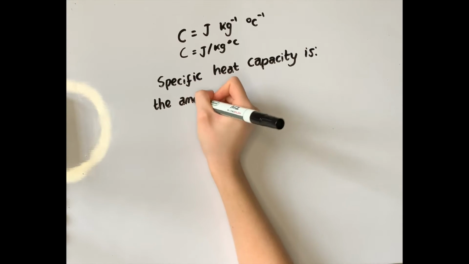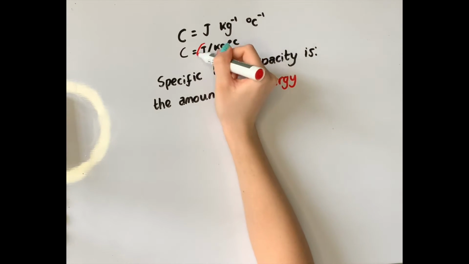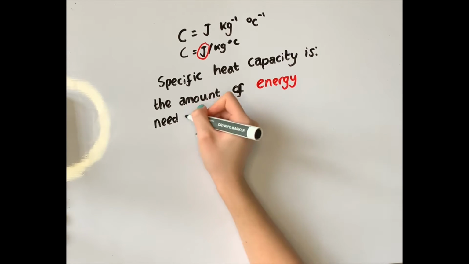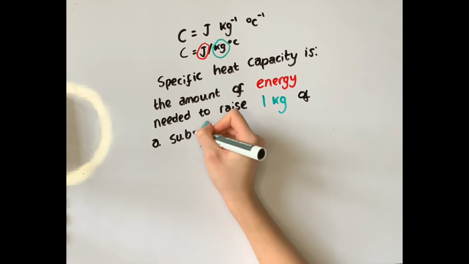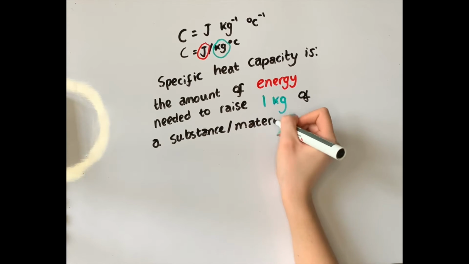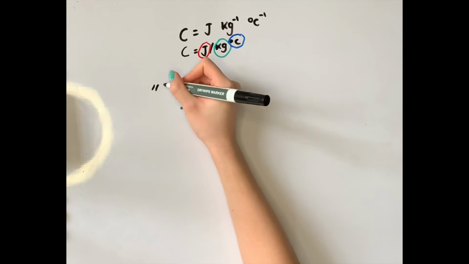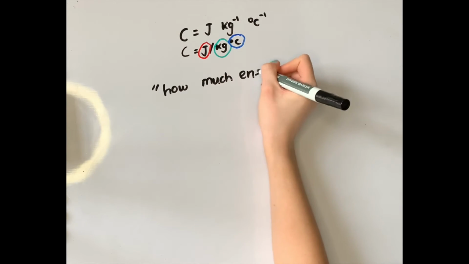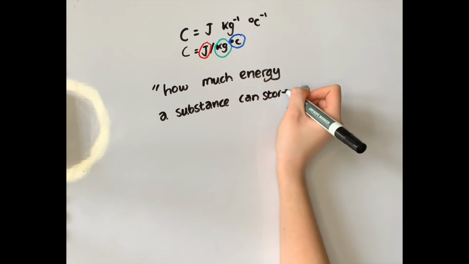So we've finally deduced that specific heat capacity is the amount of energy in joules needed to heat up 1 kilogram of a material or a substance by 1 degree Celsius. You can think of this as how much heat energy a substance can store.